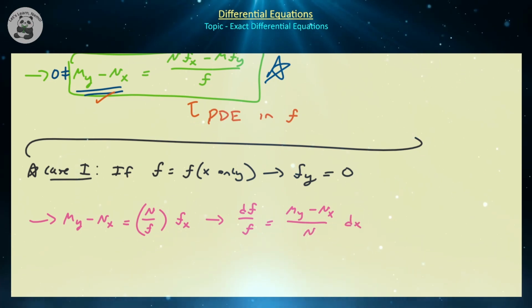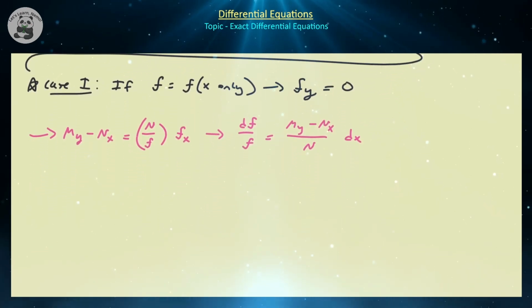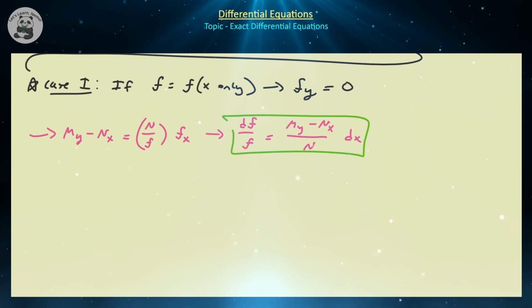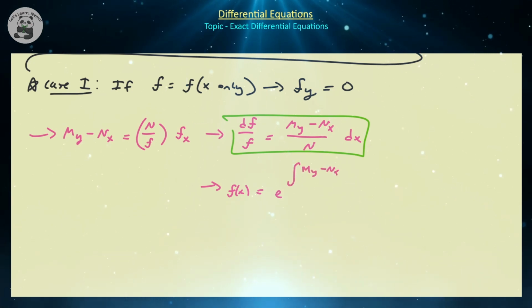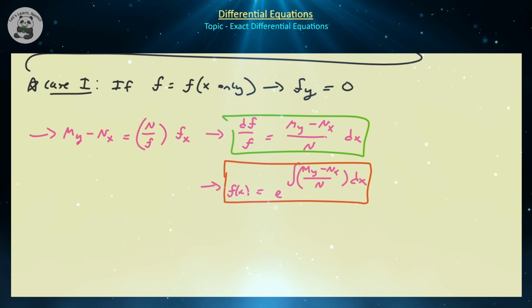Now, keep in mind, if f is a function of x only, that means the right-hand side of this pink equation is also going to be a function of x only. And in particular, this is a separable differential equation, and we can solve it exactly. So in this expression, we have that f of x is going to be equal to e to the integral of my minus nx divided by n dx. So that is our integrating factor that will make our non-exact differential equation an exact one. So that's a very important relation.